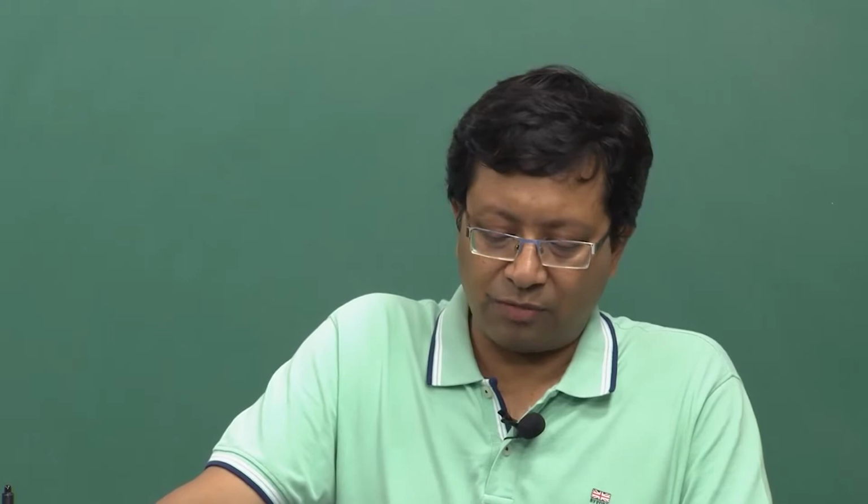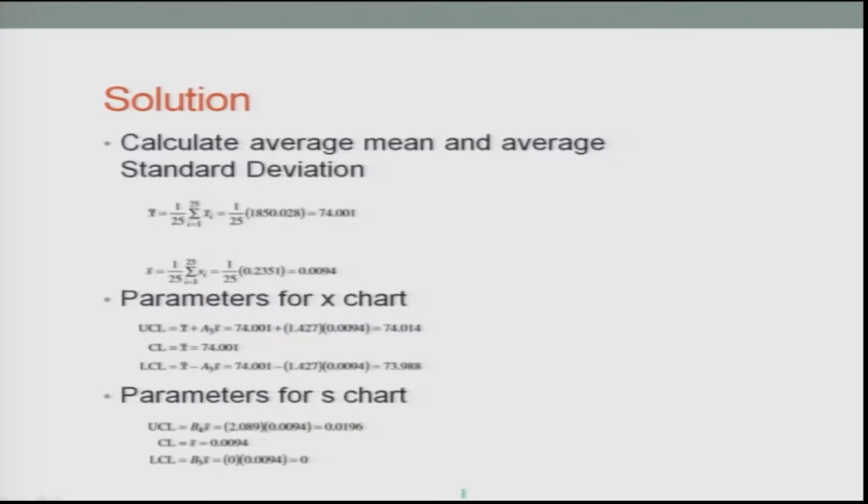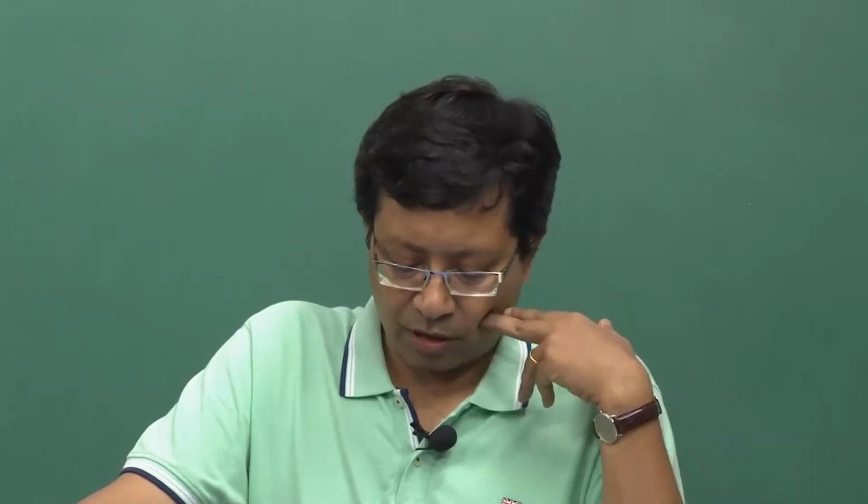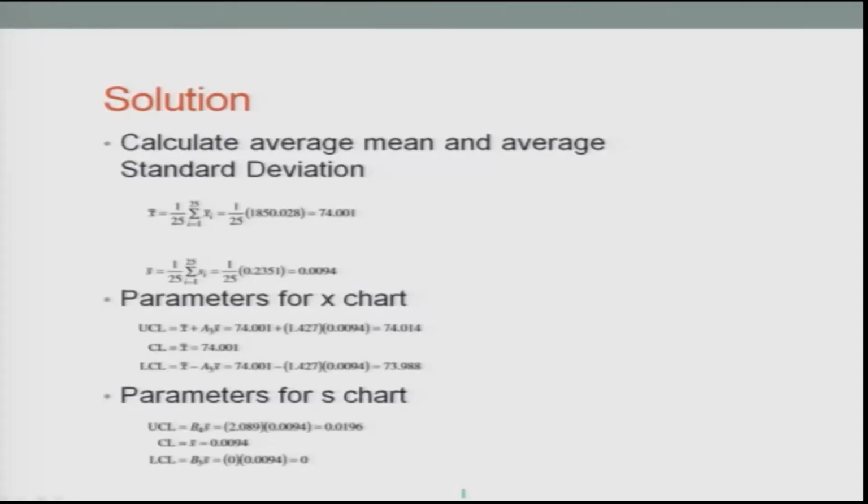You calculate the average mean and the average standard deviation. As mentioned, x double bar comes out to be 74.001, and S bar comes out to be 0.0094. Based on that, for the x bar chart, x double bar remains 74.001. The upper and lower control limits are x double bar plus and minus A3 S bar. A3 comes from the sample size information, and hence the upper control limit comes out to be 74.104 and the lower control limit comes out to be 73.988.